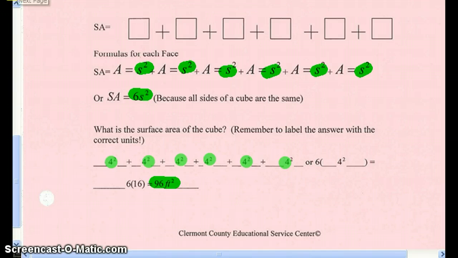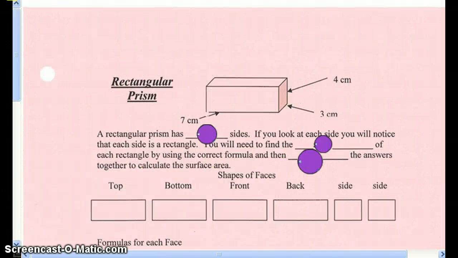Please turn your notes to the next page. A rectangular prism is similar to a cube. A rectangular prism also has 6 sides. If you look at each side, you will notice that each side is a rectangle. You will need to find the area of each rectangle by using the correct formula and then add the answers together to calculate the surface area.